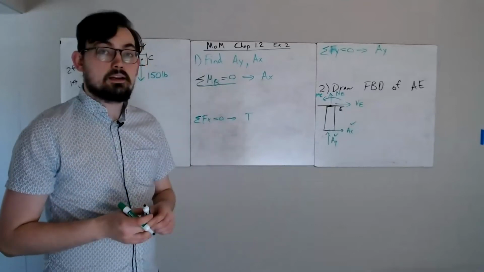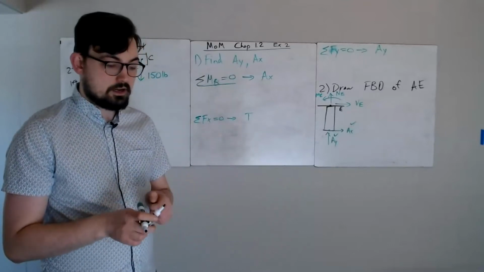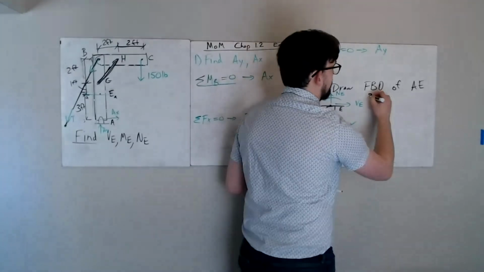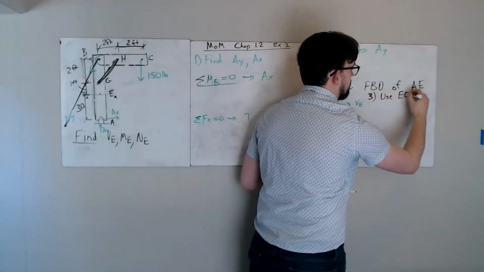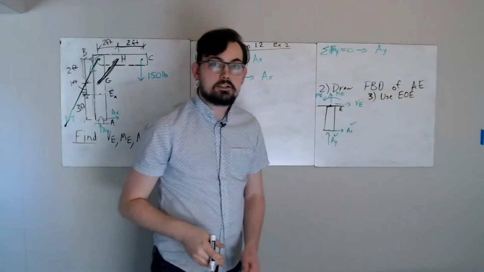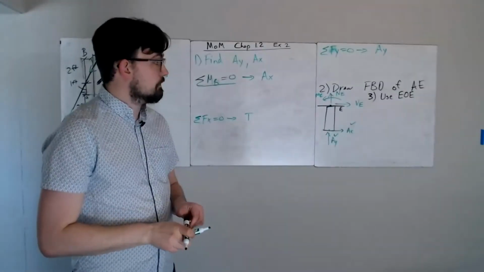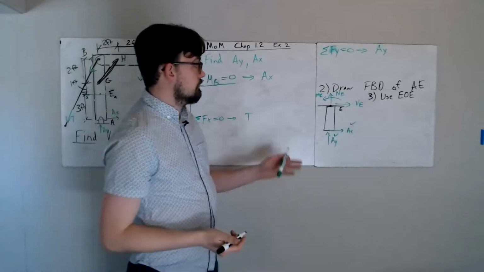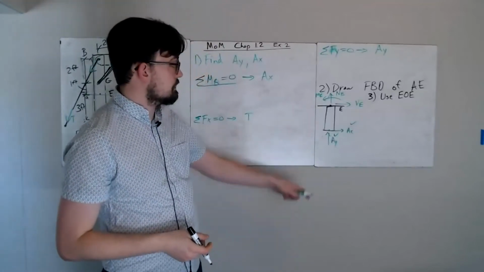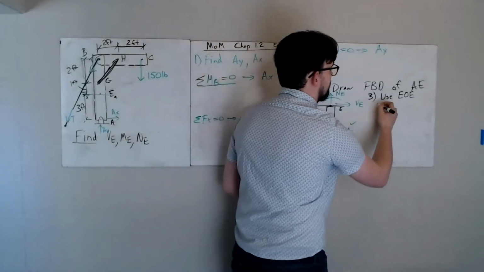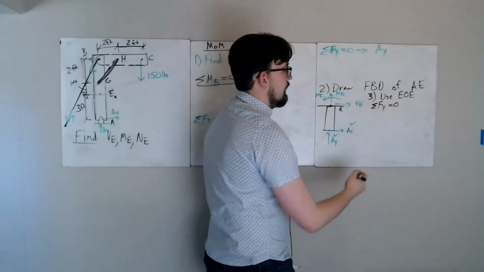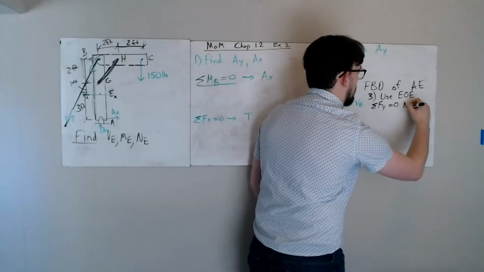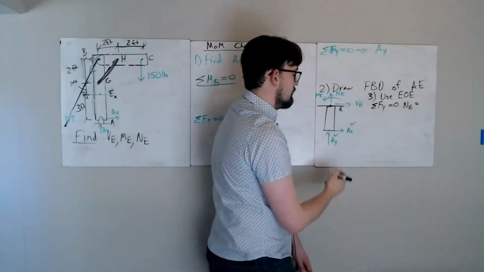I can use my equations of equilibrium in my third step to figure out what those are. From the sum of forces in the y, I'm going to find that our normal force at E is negative AY.